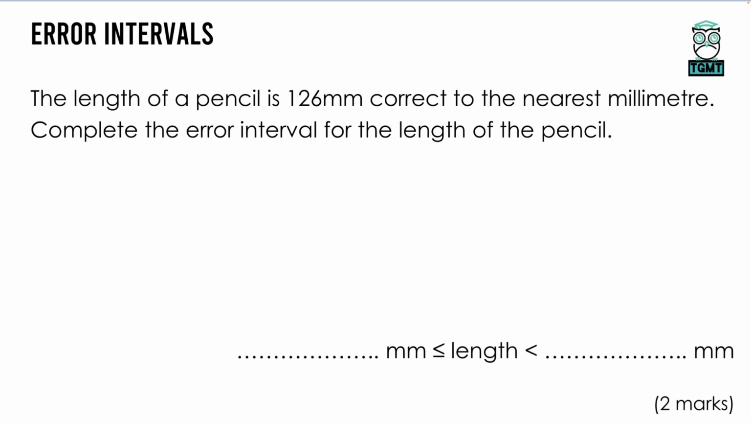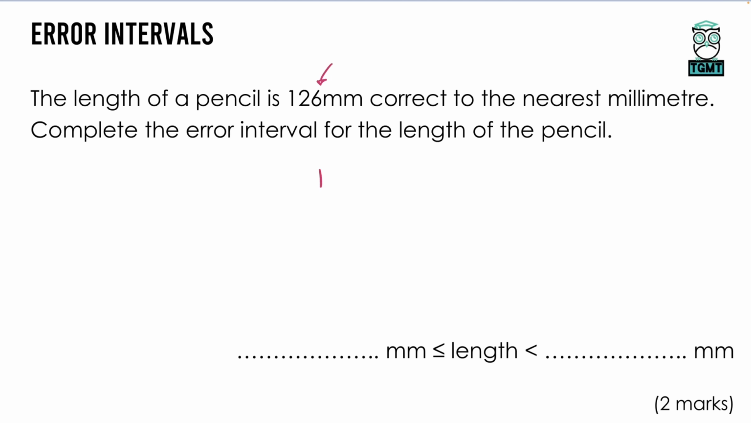Now this question, we are looking at an error interval. It says the length of a pencil is 126 millimetres, correct to the nearest millimetre. So the first millimetre is this units here, the 6, so it's correct to that 6. So it's 126, but it could be point something, it could be just below. Now this asks us to write down the error interval.